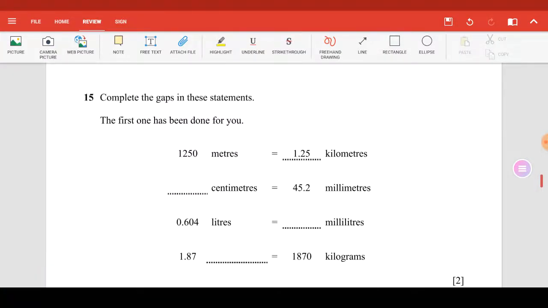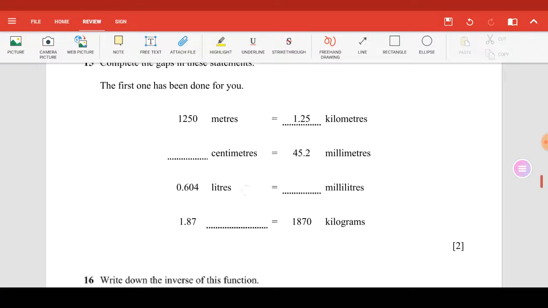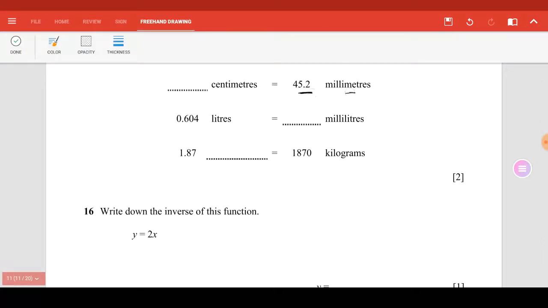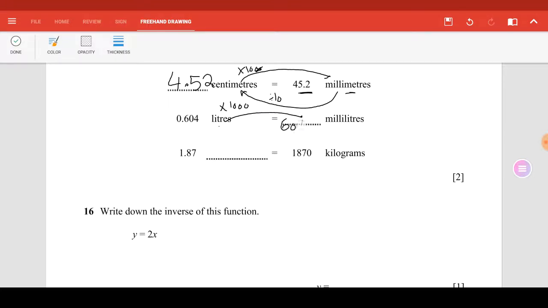Complete the gaps in these statements. The first one has been done for you. Centimeters from millimeters, so you will divide by 10. It would be 4.52. Liters to milliliters, multiply by 10, sorry. So when you go from millimeter to centimeter, you will divide by 10, and the same here, multiply by 1000 to get 604.